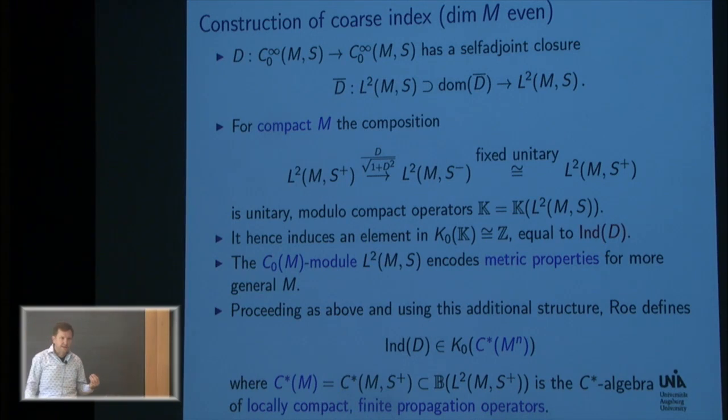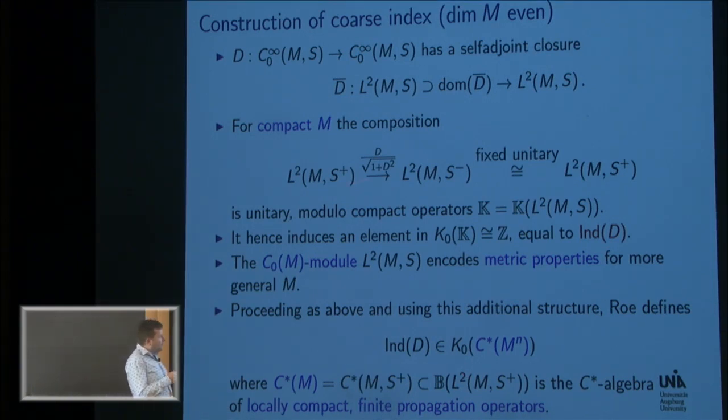And this is really a new piece of information here that goes into that structure or this theory which was not visible before. So it's the C0M module structure. And then we can actually proceed as before, more or less. So this is why I wrote it in that way. We get a bounded operator between L2 spaces.